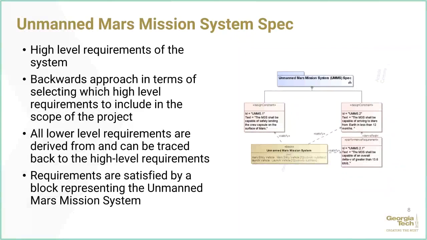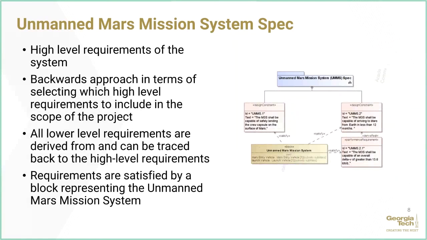Another such example is the Mars entry vehicle shall be designed such that the deceleration experienced upon atmospheric entry is survivable by the equipment. And that, of course, also flows down from the requirement for a safe landing. And these requirements are all satisfied by the Mars entry vehicle. Similar to the high-level requirements, it is the block itself that satisfies the requirements.